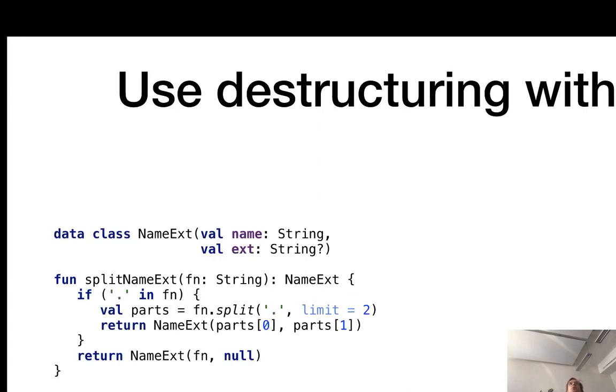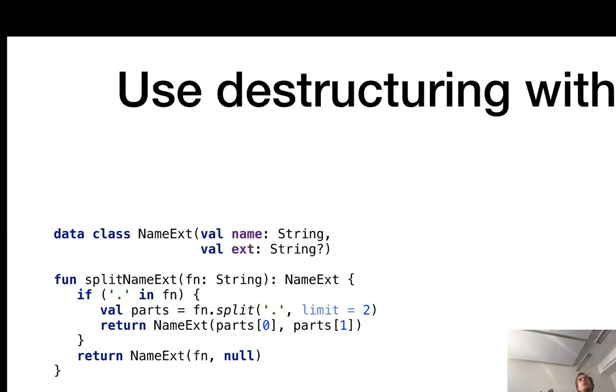So next example: this destructuring can be used not only with specific classes, but also with lists. What this code does is it tries to split the name of a file into just the name and the extension.